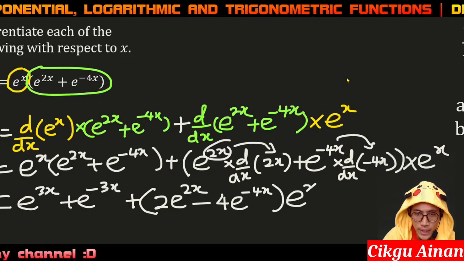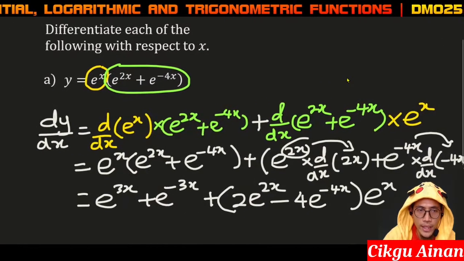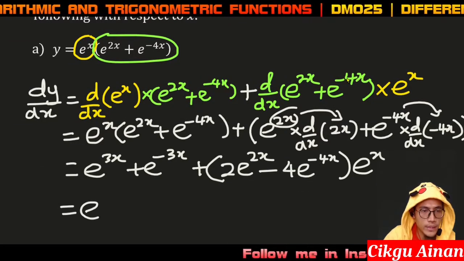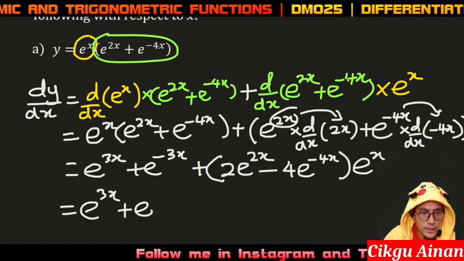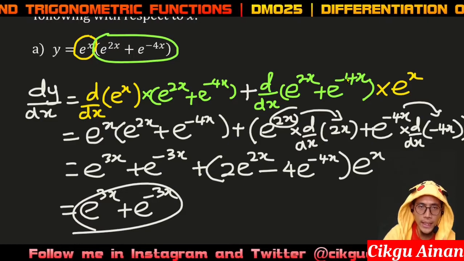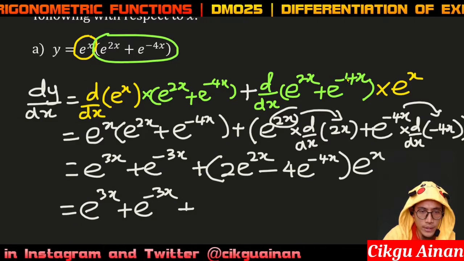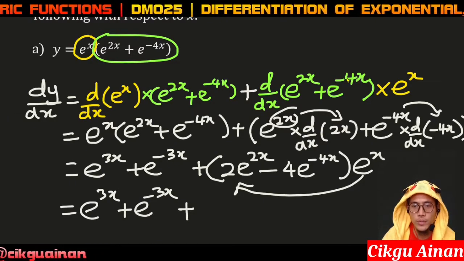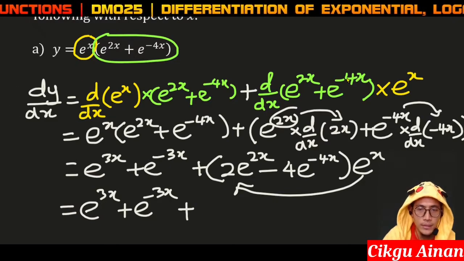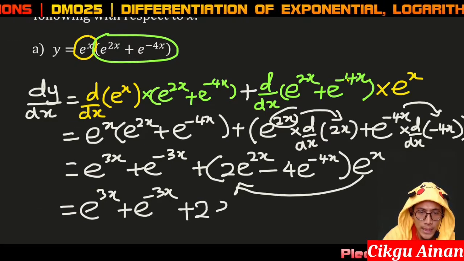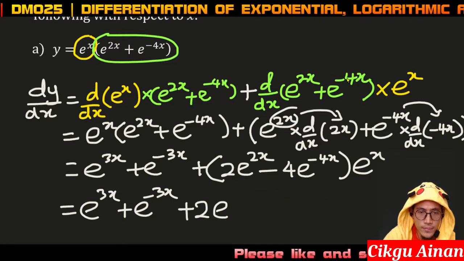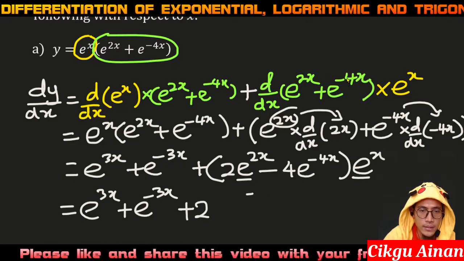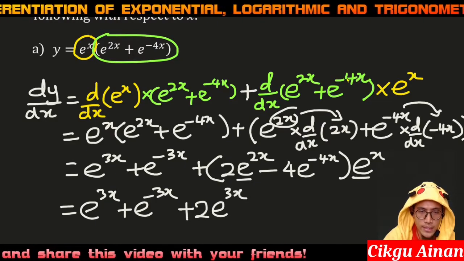And then e^x over here. Then we can expand this further. Before that, write this one first: e^(3x) plus e^(-3x). These two cannot add, so please behave. Now we expand this one. So 2e^(2x) multiplied by e to the power of x. The bases are the same, so we can multiply: 2x plus x is 3x.